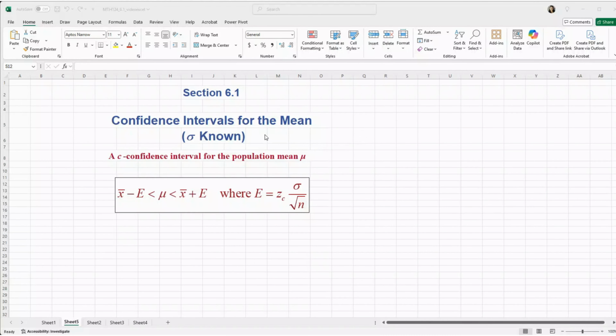In this section, we are working with a special case when the population standard deviation sigma is known. This means we already know how spread out the data is for the whole population. It doesn't happen all the time, but when it does, we can use the Z-score instead of the T-score.